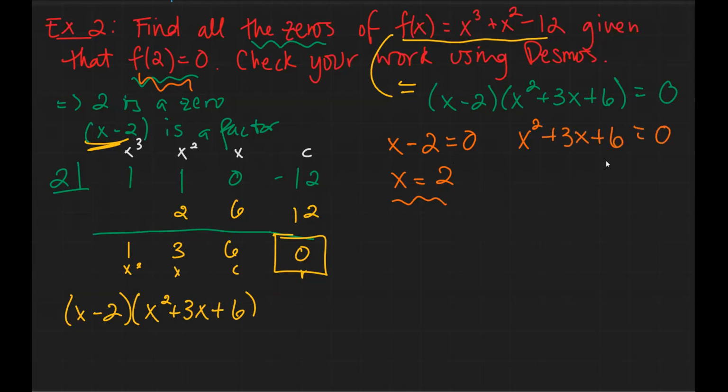Can we factor this? Factors of 6 that add up to 3: we either have 1 and 6, but that adds up to 7, or 2 and 3, which adds up to 5. So no, which means we have to resort to the quadratic formula.